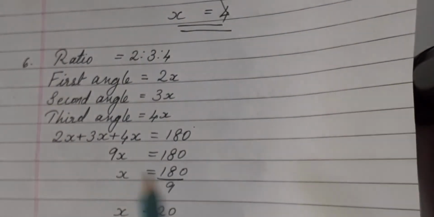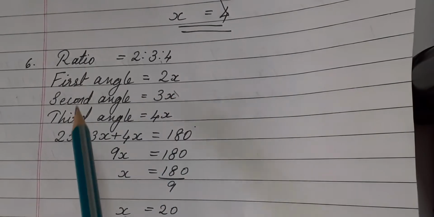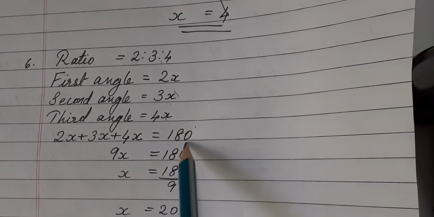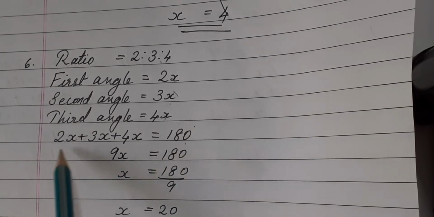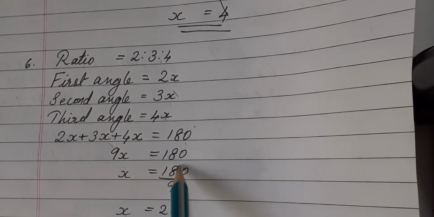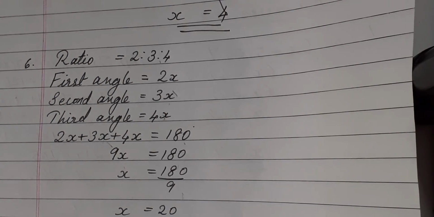So how to write the steps? Ratio is given as 2:3:4. First angle you can choose as 2x, second angle 3x, third angle 4x. Then sum of the angles is equal to 180 degree, that we know. So left side you can add because all are like terms. 9x is equal to 180, you will get 180 by 9. So the value of x you will get 20.